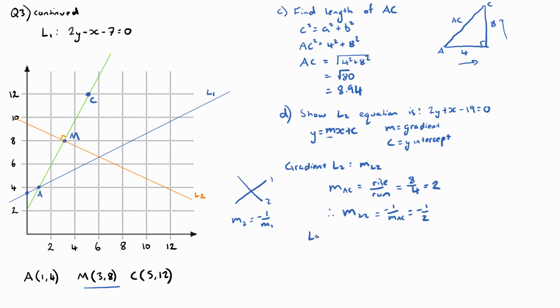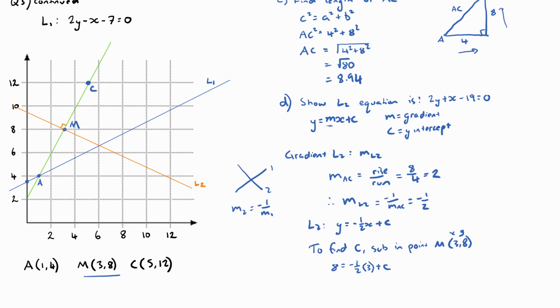So back to L2, we know that y is equal to minus 1 on 2 x plus c. So we've done the first bit, we now need to find what c is. To find c, I'm going to sub in point M, which has coordinates 3, 8. Whenever you have a line that passes through a coordinate, you can sub that coordinate in to find out what c is. So this is the x value, this is the y value. So 8 will equal minus 1 on 2, and our x is 3, plus c.